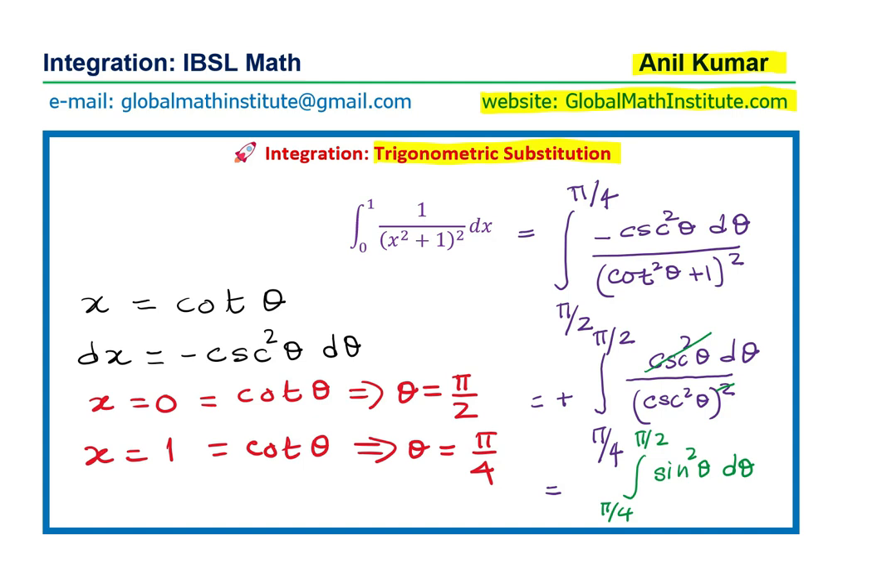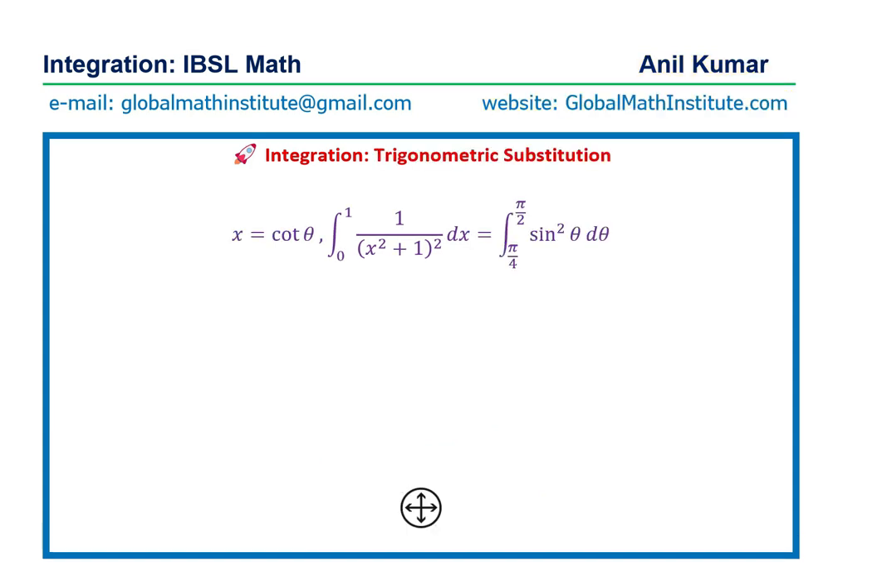Let's go to the next page. So this part we have just done. By substituting x equals cotangent theta, we have written the 0 to 1 integral of 1 over (x squared plus 1) whole square dx equals the integral from pi by 4 to pi by 2 of sine square theta d theta. So let's find the integral of sine square theta d theta, from pi by 4 to pi by 2. Sine square theta can be written using the double angle formula.